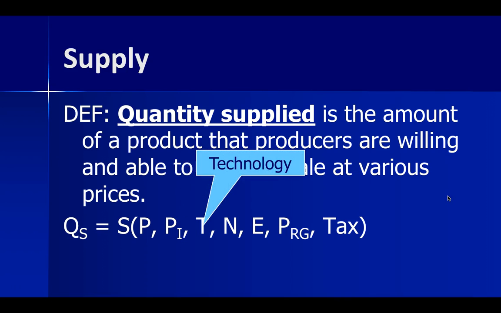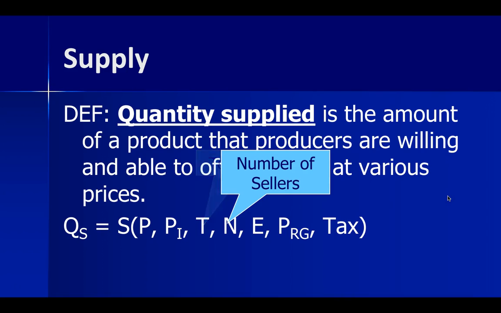T represents technology, which also has to do with the cost of production. If technology increases, that means we need fewer inputs per unit of output. I need less labor. I need fewer hours on the machine to produce my output. So an increase in technology would lower the cost of production, thus meaning that firms would desire a higher quantity of sales. N represents the number of sellers in the market. Again, more sellers, everything else constant, should imply a larger quantity supplied.